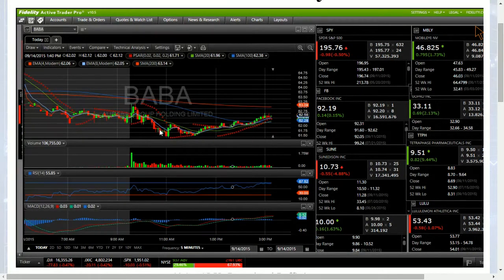Looking at BABA, found a little double bottom here in the late morning and has made a bullish run since then. Turning the 100 period moving average into support was a big deal. That is 62.28, and the 200 period resistance is 63.09.